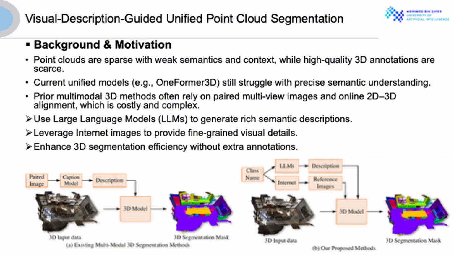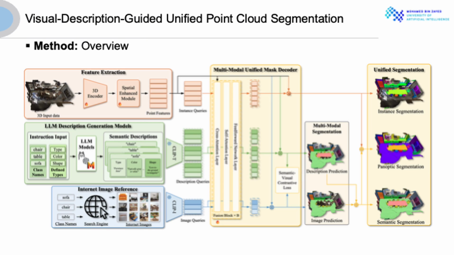We leverage large language models to generate rich semantic descriptions that complement the limited semantics of point clouds. At the same time, we use internet images to introduce fine-grained visual details, compensating for the sparse and textureless nature of 3D data. By combining these two sources of external knowledge, we can significantly improve 3D segmentation without heavy annotations. This is the overall framework of our method. Next, let's take a closer look at each component in detail.